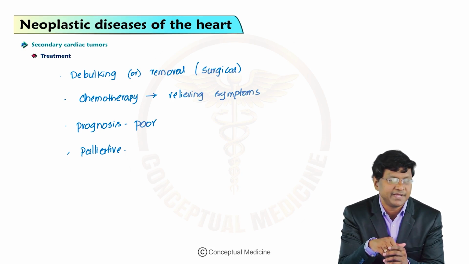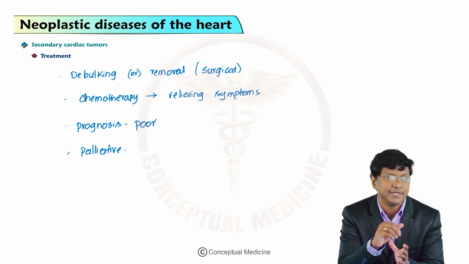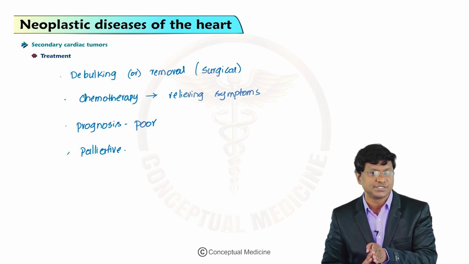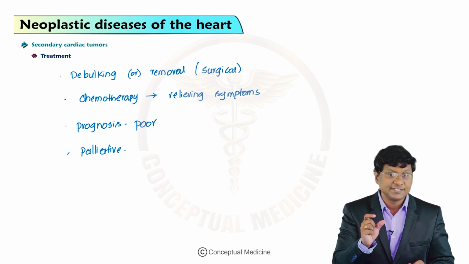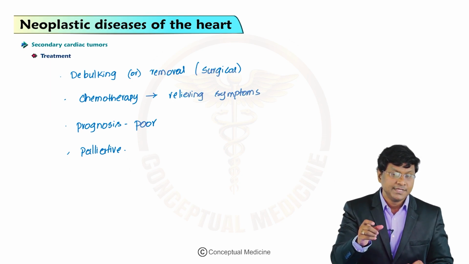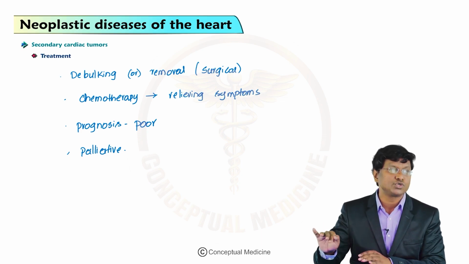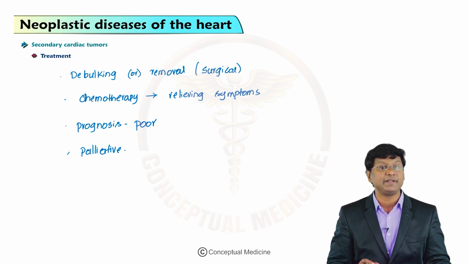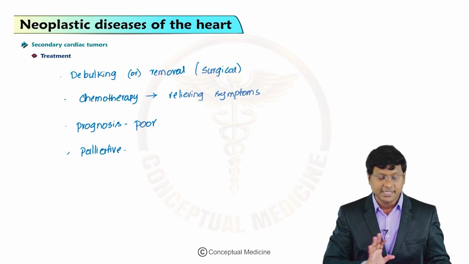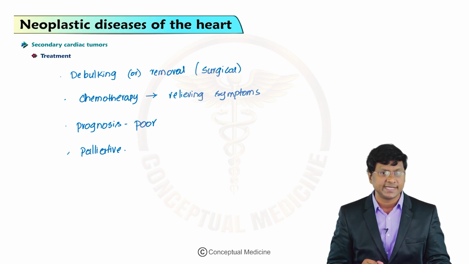And what was the other primary tumor? That is papillary fibroelastomas. They are also benign tumors. And even papillary fibroelastomas, if the size is more than 10 mm, also have an increased risk of embolization, and they also have to be removed. So that is about your primary tumor as well as the secondary tumor.